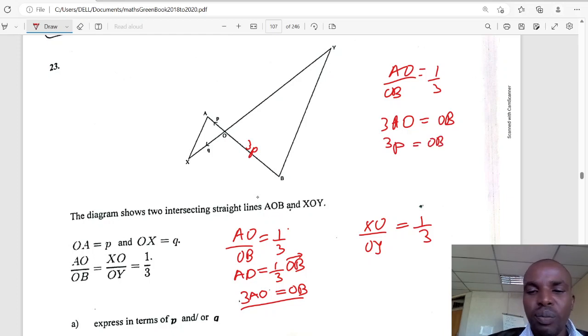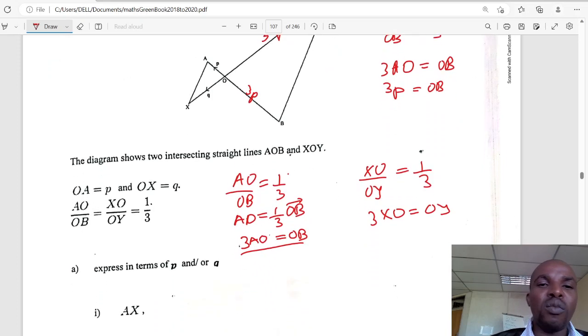The same applies on this part. It will be 3XO is equal to OY. So OY is 3 times XO, which means it's 3Q. Like this. Right, now they say express in terms of P and Q, AX. AX vectors, we move in a triangle form. So A to X is this side. AX is AO plus OX.